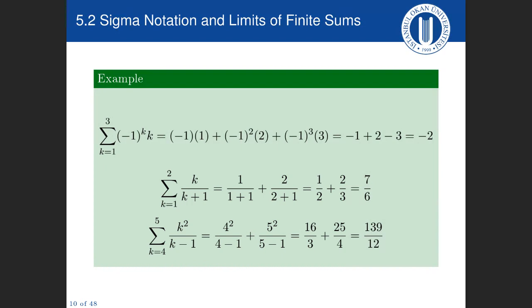Some more examples. The sum from k equals 1 to 3 of minus 1 to the power k multiplied by k. So what do we have? We start with k equals 1. So that's minus 1 multiplied by 1. And then we put in k equals 2. So minus 1 to the power 2 multiplied by 2. And then we do the same thing, but with k equal to 3. So minus 1 to the power 3 multiplied by 3. And I'll leave it for you to check that that is all equal to minus 2.